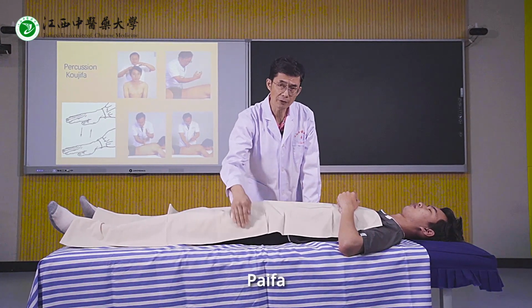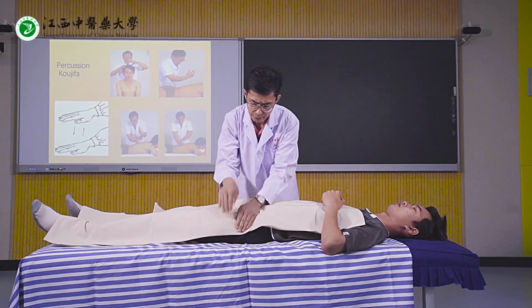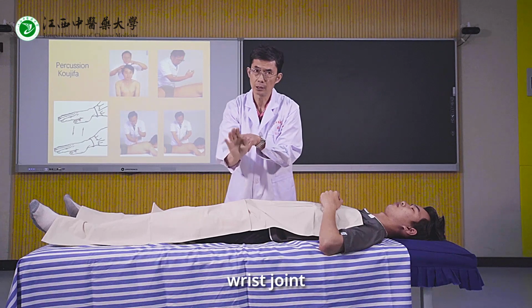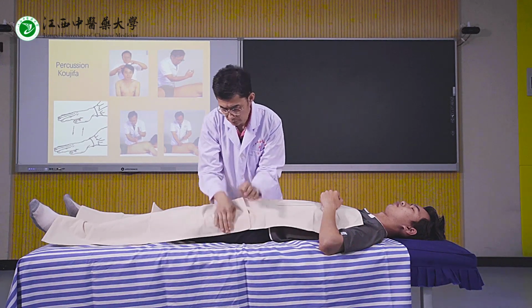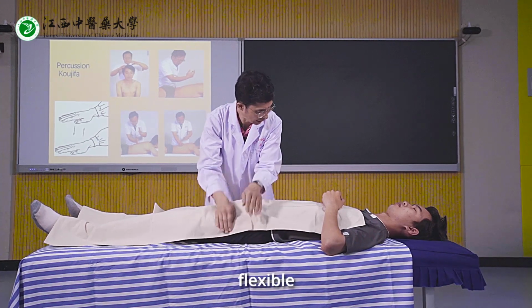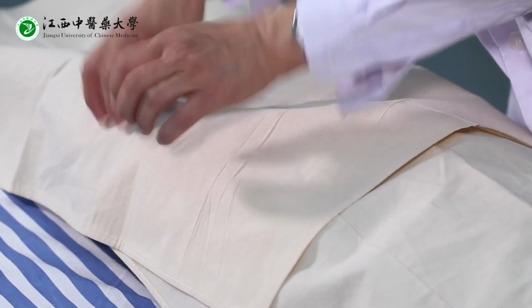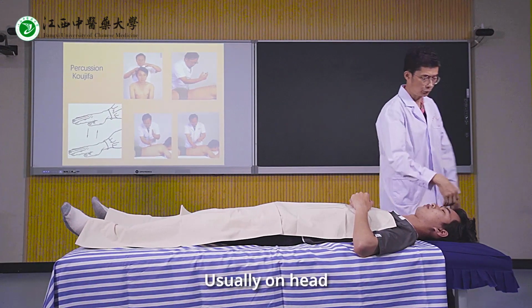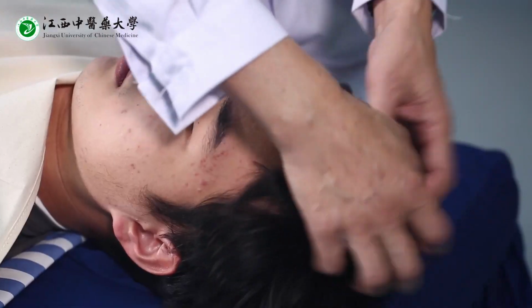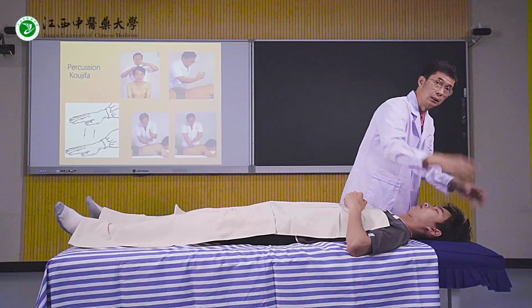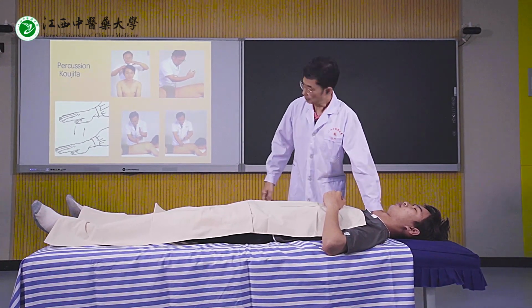Percussion, pai fa in Chinese language. Pai fa, or both hands. Wrist joint relaxed, elastic, flexible. Or with the finger. For example, on the head, usually on the head we do it more often. See, that is ji fa, pai fa, ji fa, percussion.